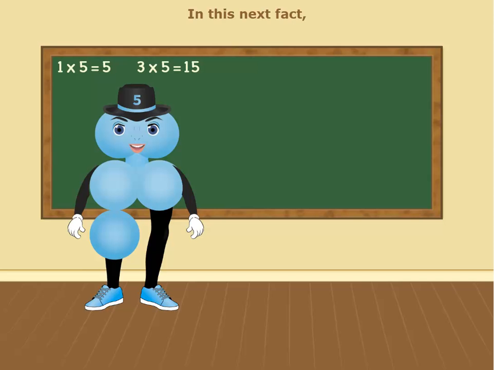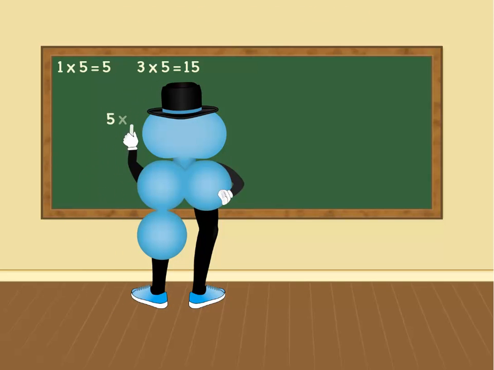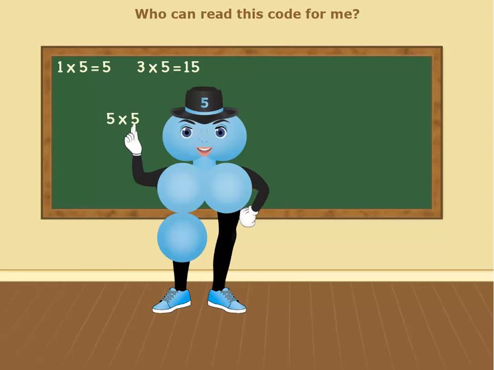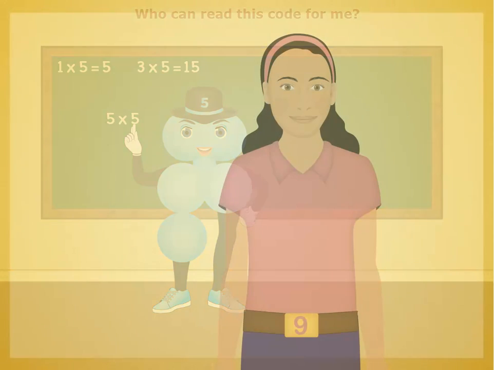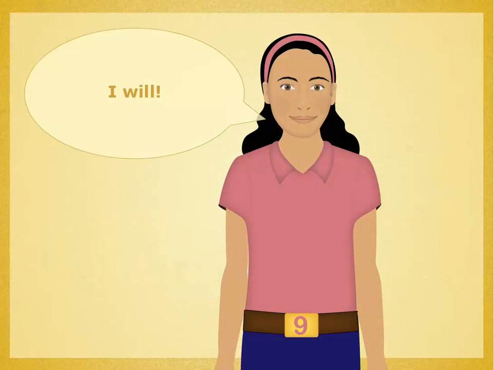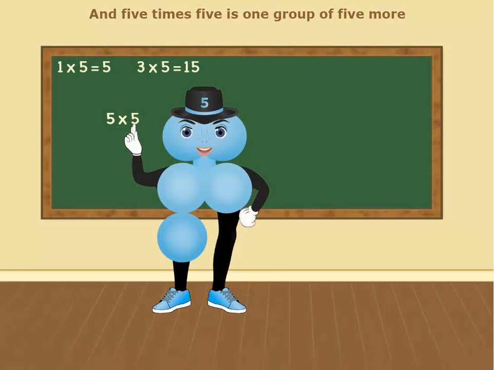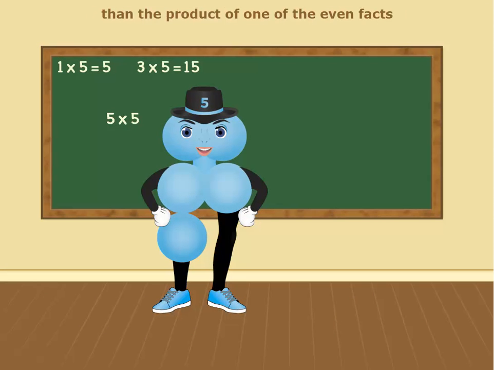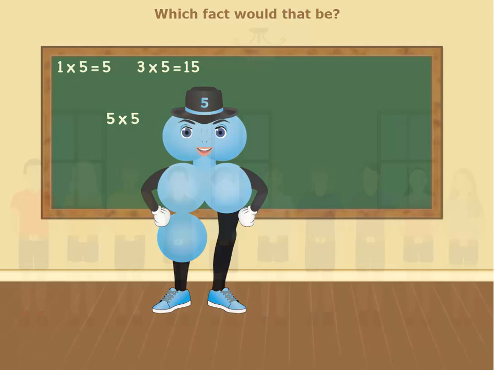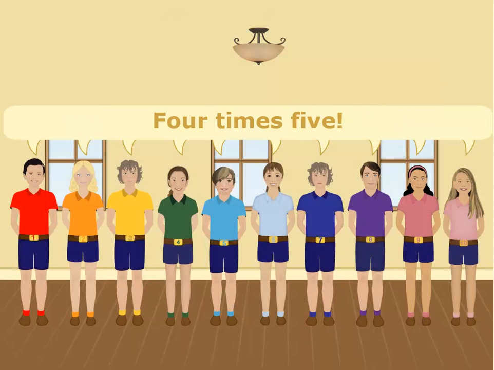And this next fact, I get to be the maker and the doer. Who can read this code for me? I will. It reads 5 times 5. And 5 times 5 is one group of 5 more than the product of one of the even facts that you recently learned. Which fact would that be? 4 times 5.